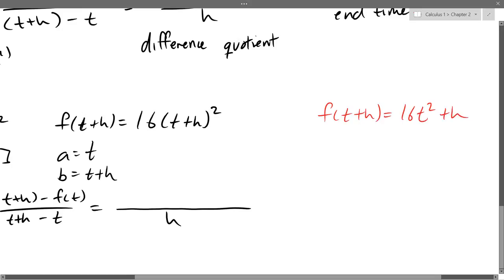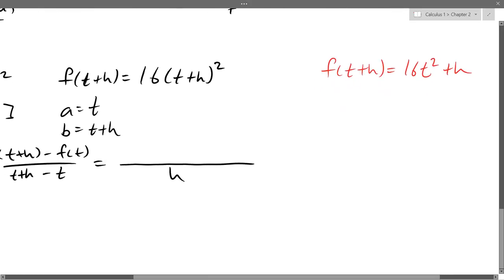So what I just wrote in red is the most common wrong answer for f of t plus h. This is definitely not f of t plus h. What is this thing that I just wrote down over here? It is something else. For f of t plus h, I need to actually FOIL the t plus h. I need to square that properly, not just square the first term and forget about the second.